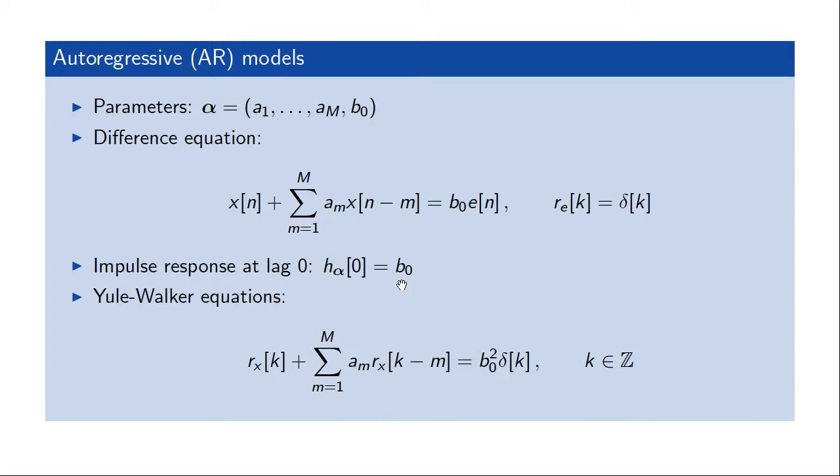This is because when a sample enters the system, it will immediately reach the output through the multiplication by B0 before it enters into the feedback part of the equation. As noted before, we could simplify the Yule-Walker equations using this insight in order to obtain the following expression, which we can see is linear in the AM. So we have made the explicit dependence on the impulse response disappear from the right-hand side of the equation.